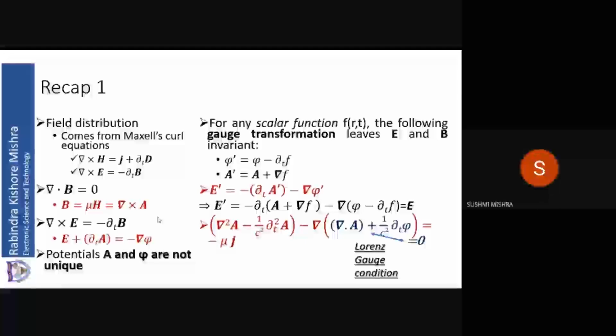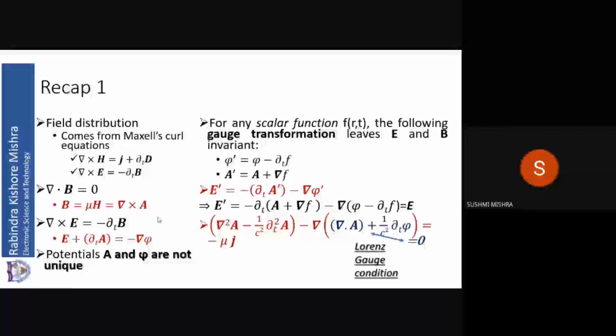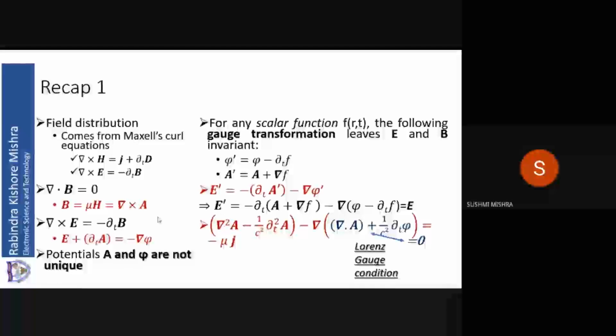Then we saw one thing: the vector A and the scalar phi are not uniquely defined. Why did we say they are not uniquely defined? We said that B is equal to curl of A. For any vector to be uniquely defined, its curl must be defined and its divergence must be defined. Now curl of A is there, but divergence of A is not there, which means A is not uniquely defined.